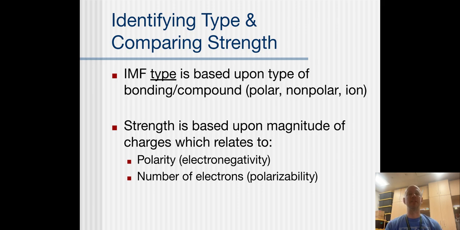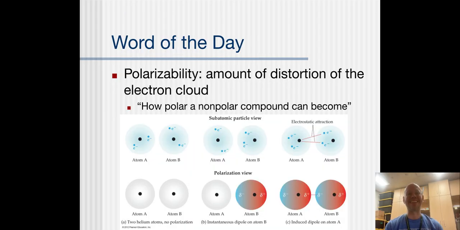So after we have stated our type, then we start to think about our strength. How polar is our polar molecule? That's based upon things like shape and electronegativity, or how strong are the LDFs? And that's based upon a new term called polarizability. Polarizability is how polar can that nonpolar thing become?